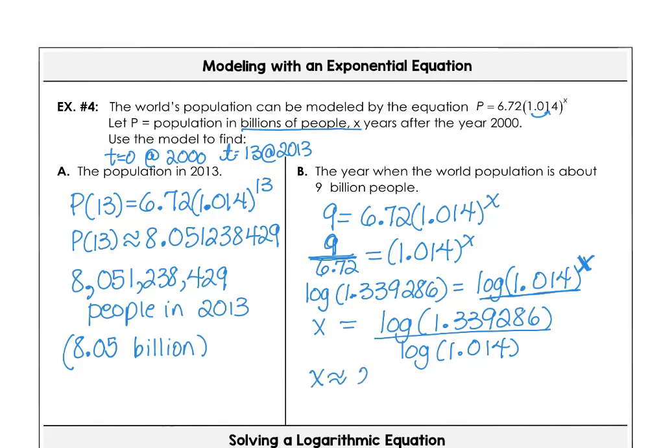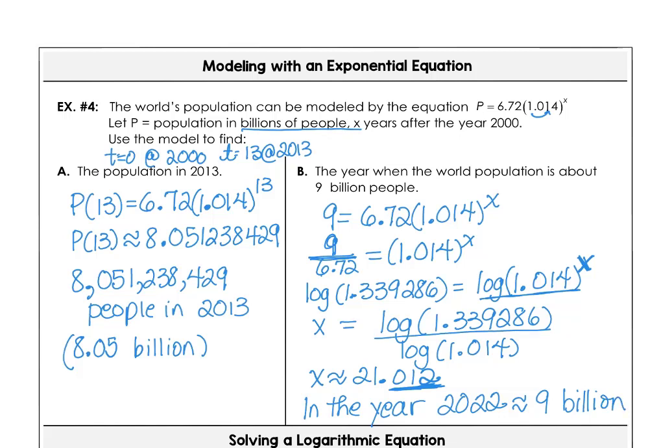And that answer is going to be about 21.012. So we're very much into the next year here. So in the year 2021 and a little tiny bit, so maybe in the year 2022, the population would reach 9 billion. So we got to go into the 22nd year in order for that population to reach the 9 billion mark if the model holds true.